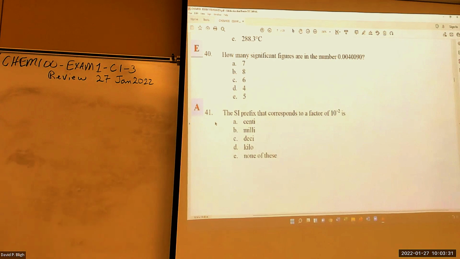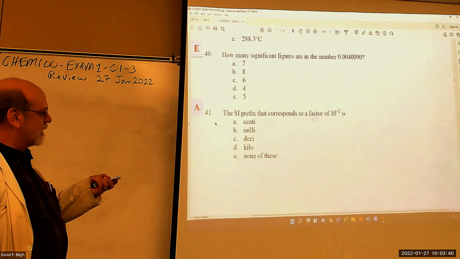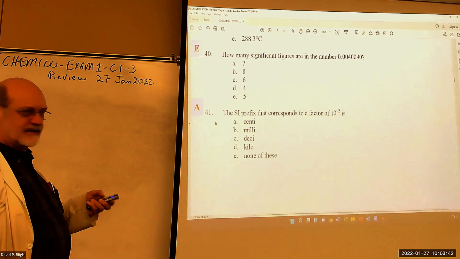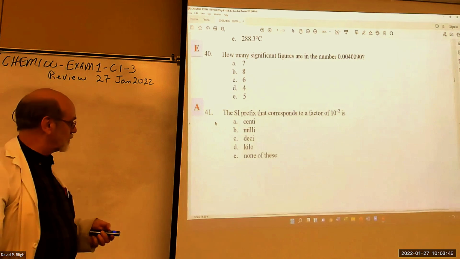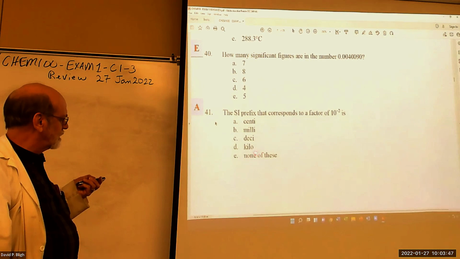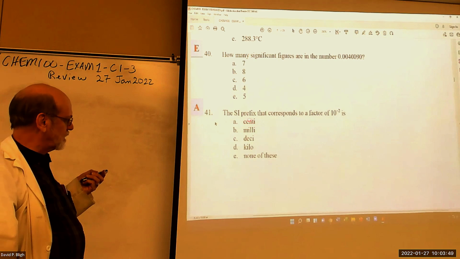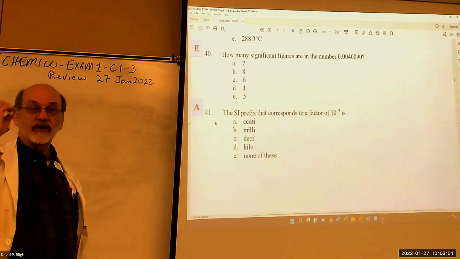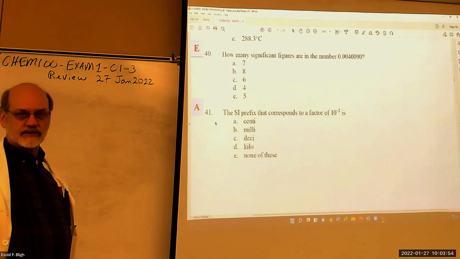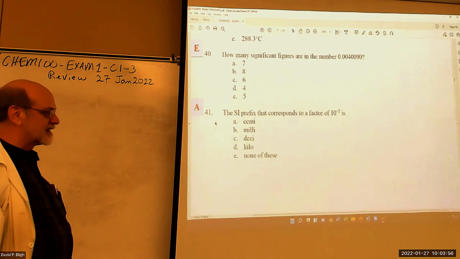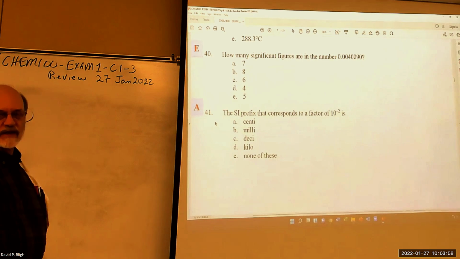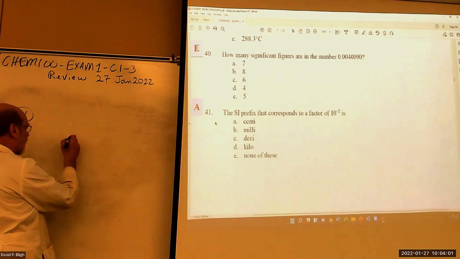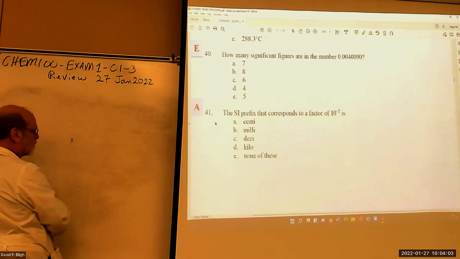All right, that was 40, 41. Another prefix question. Factor of 10 to the minus 2. We covered that one earlier. Can we find the 10 to the minus 2 in here? There it is right there, centi. Centi means 100th of, which is 10 to the minus 2. So a centimeter is 100th of a meter, and it's about like the distance between those 2 marks.